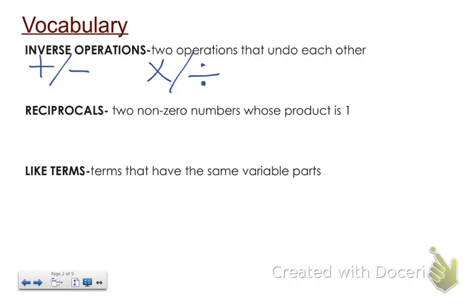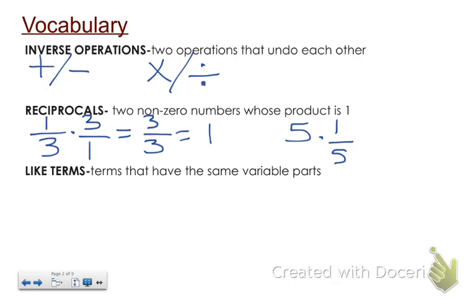Reciprocals are two non-zero numbers whose product is 1. So remember, if you have 1/3, the reciprocal of that would be 3/1. And if you multiply, you get 3/3, which is 1. Or if you want to find the reciprocal of 5, it would be 1/5.